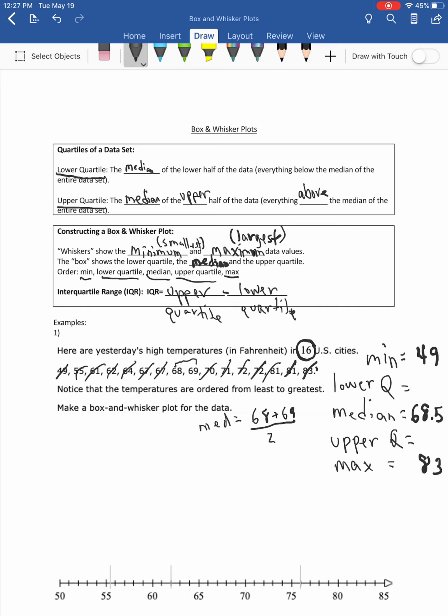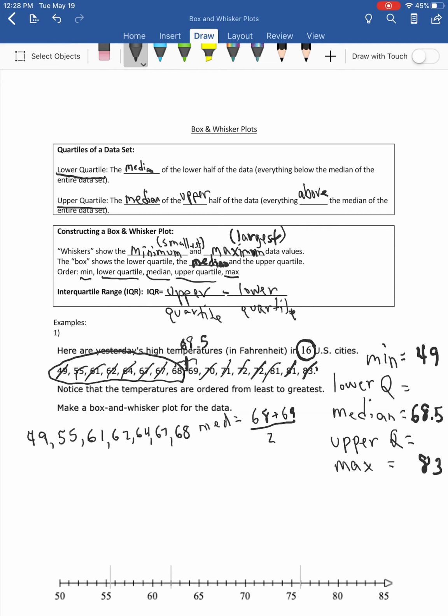Okay? Now, to get the lower quartile and upper quartile, we're going to separate everything. The 68.5 is going to be right here. I'm just going to draw that in. To get the lower quartile, we're going to take everything that's below the median, so all these, and get the median of that. So let's rewrite it: 49, 55, 61, 62, 64, 67, and 68.